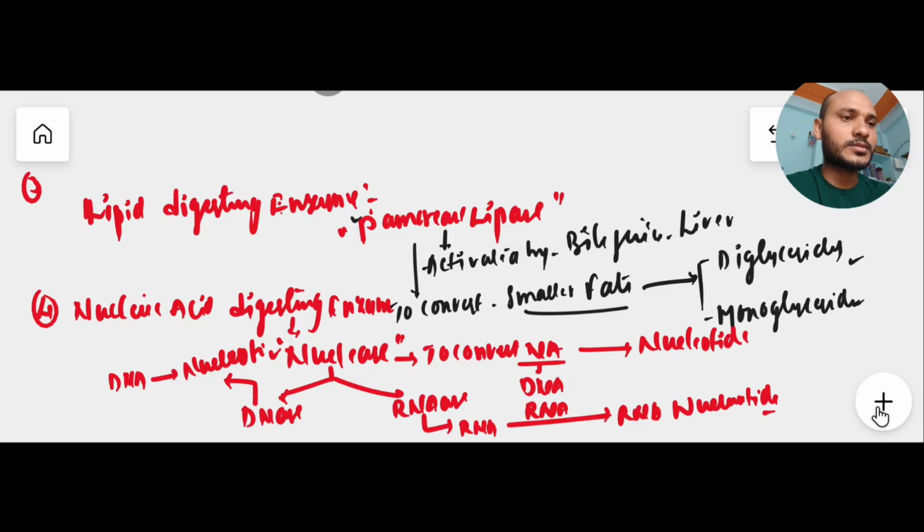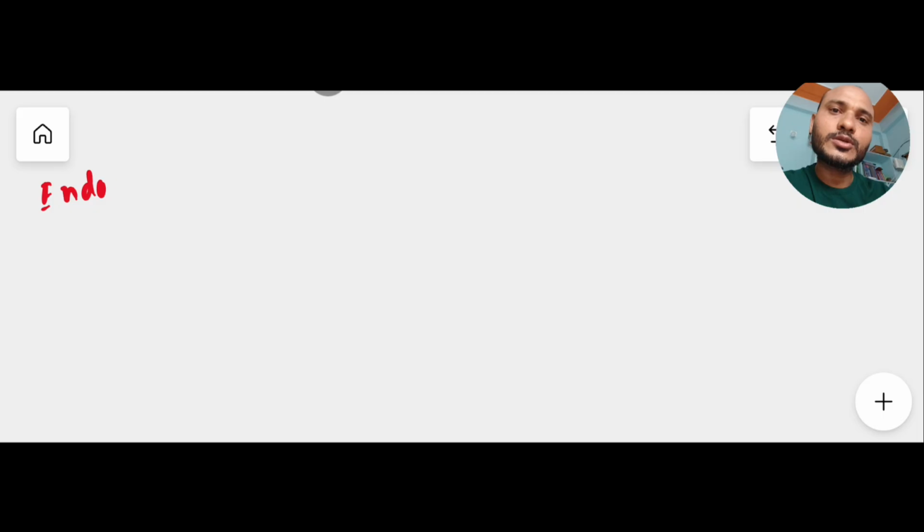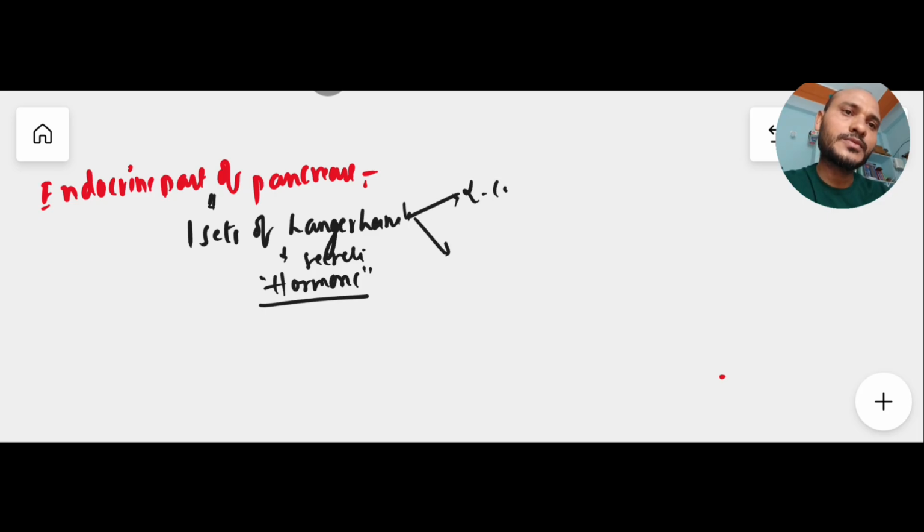Now another part, that is the endocrine part. Endocrine part of pancreas. So here the endocrine part of pancreas is called islets of Langerhans, and these parts secrete hormones. Generally in islets of Langerhans two different types of cells are present. One is alpha cells, second one is beta cells.